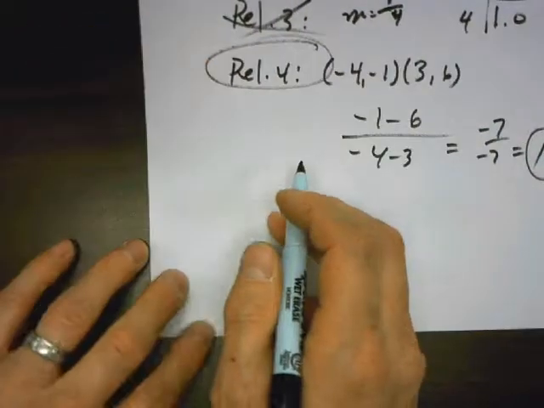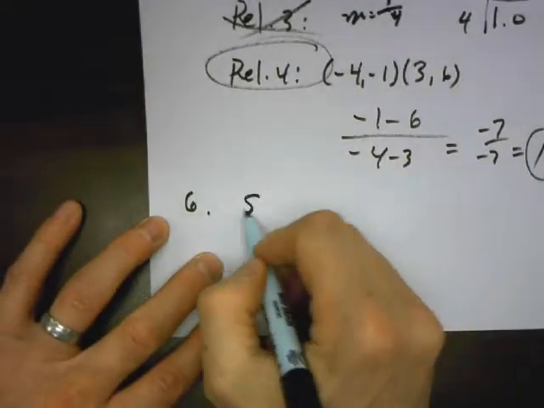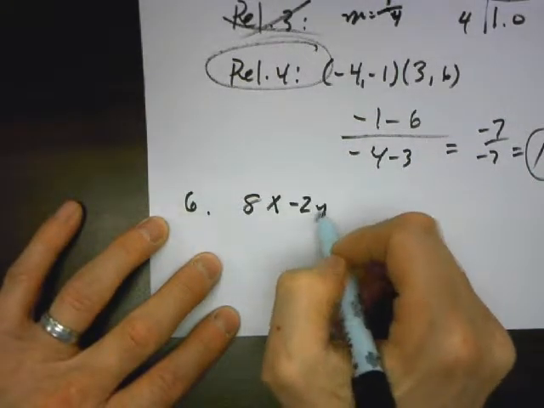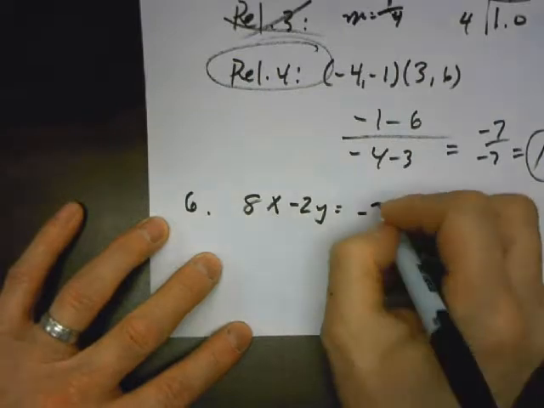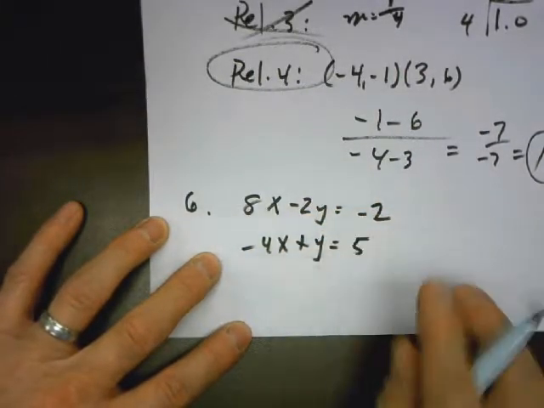Okay? Now let's go to question number 6. We're going to select a statement that correctly describes the system. Okay, so we have 2 equations here.